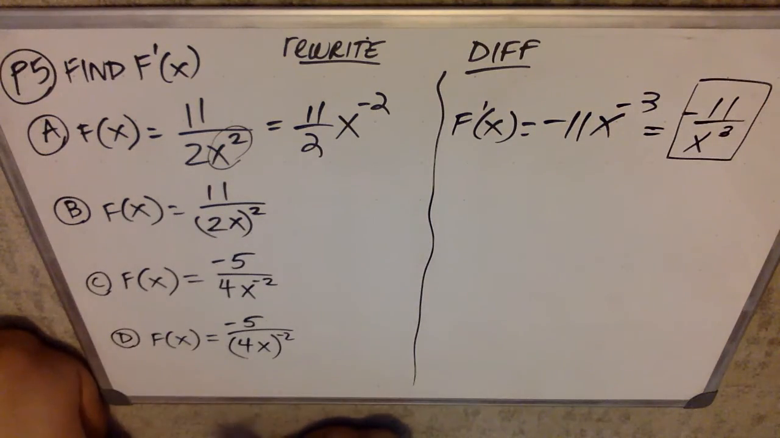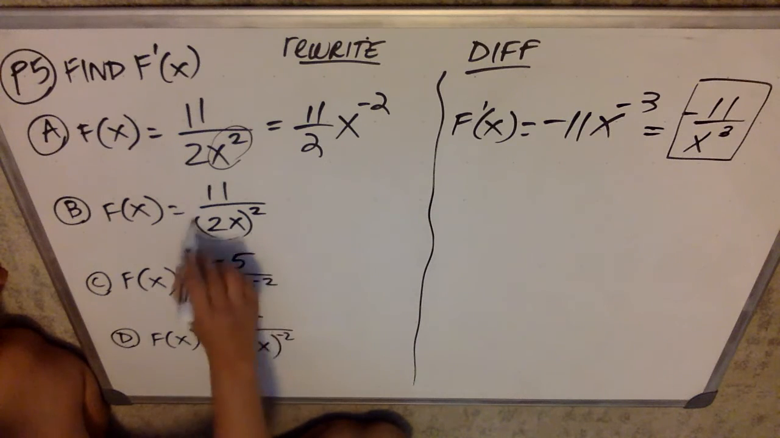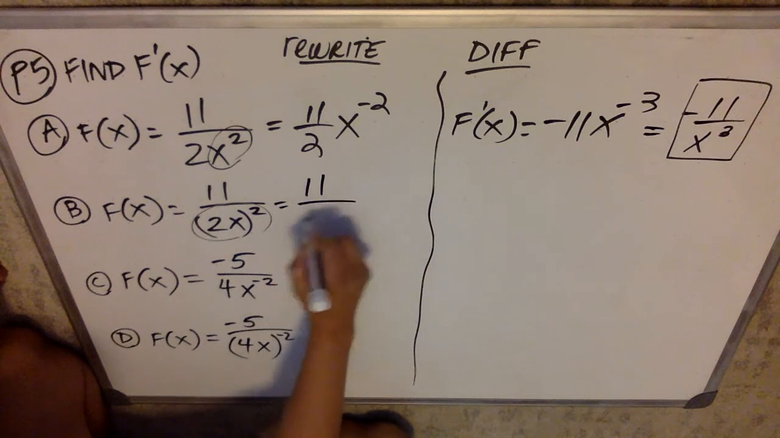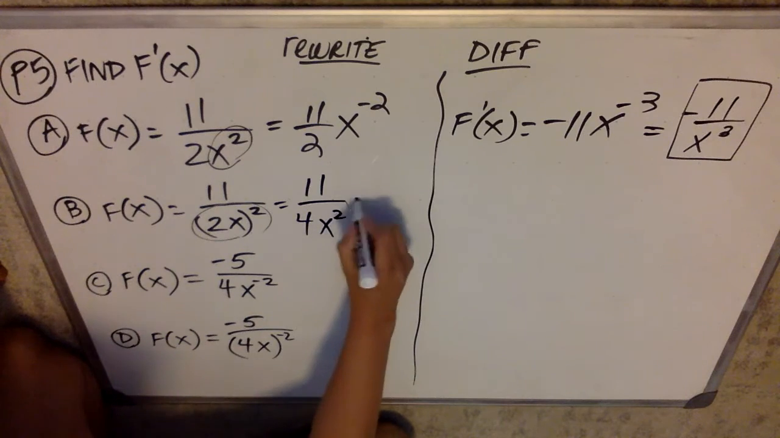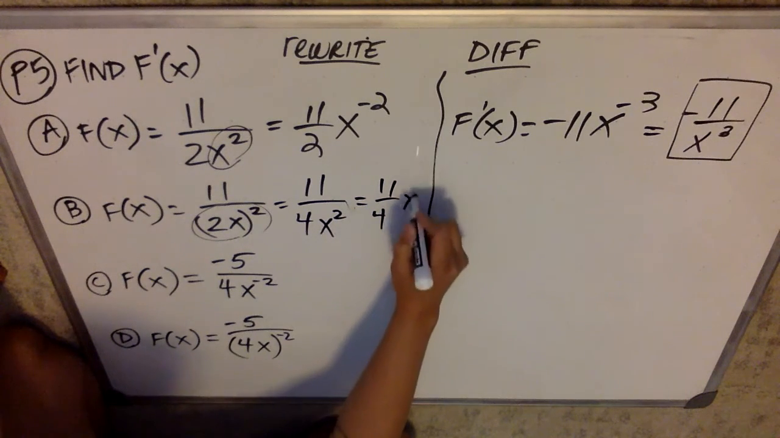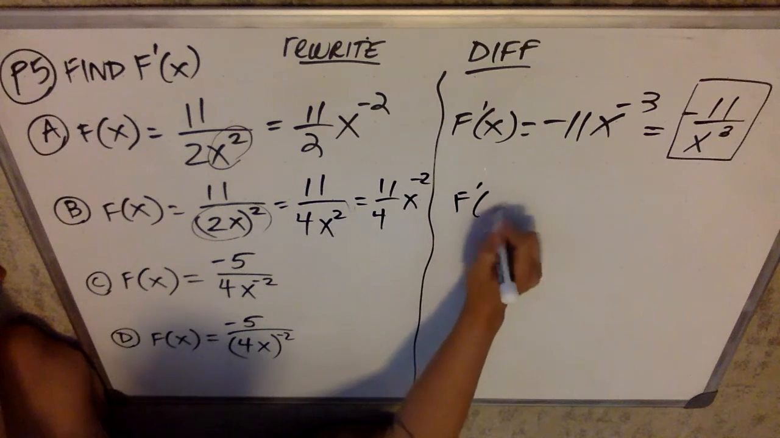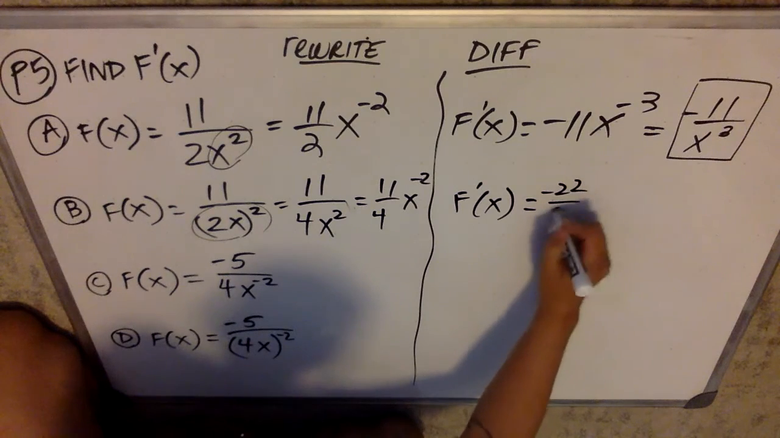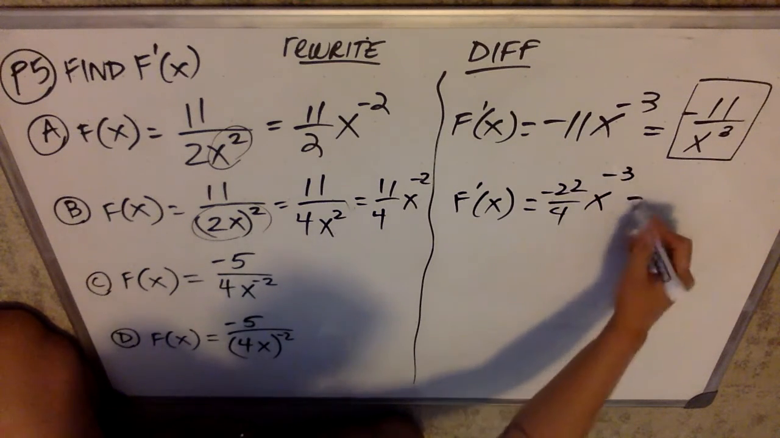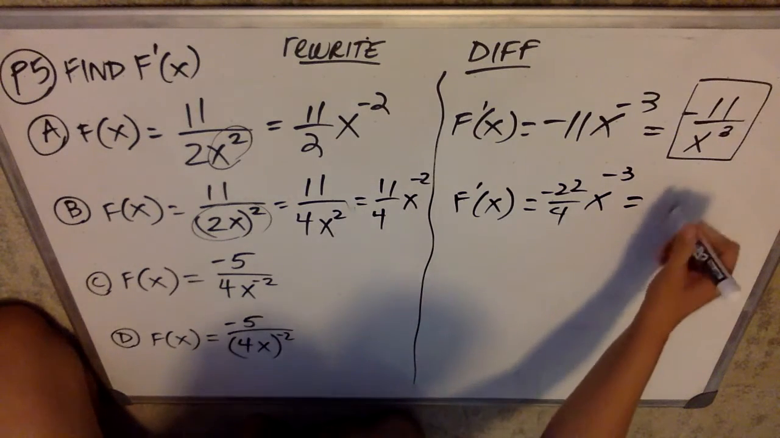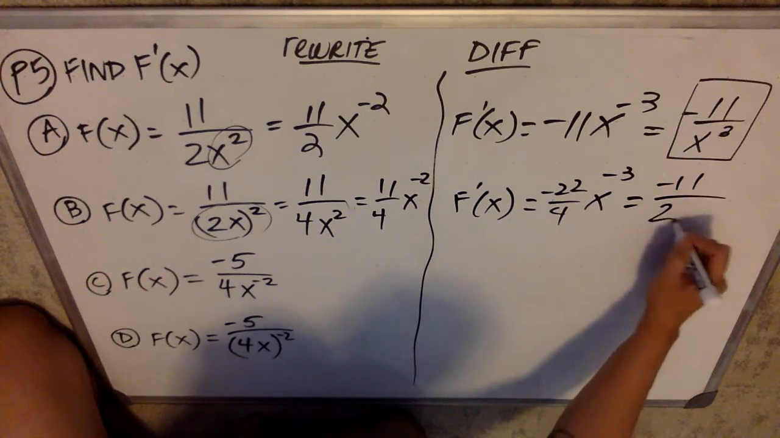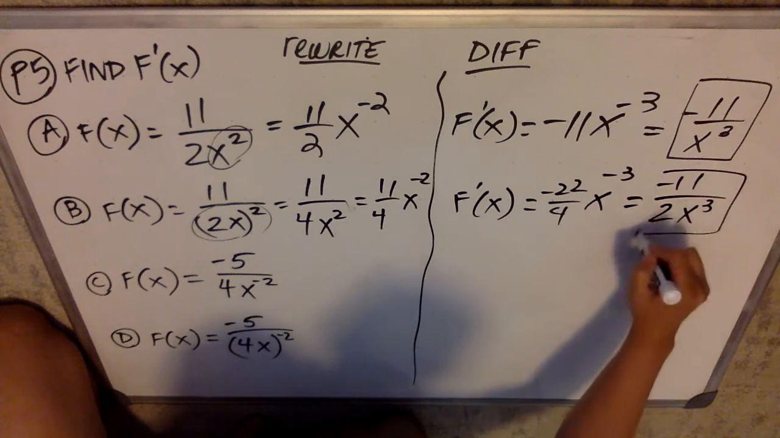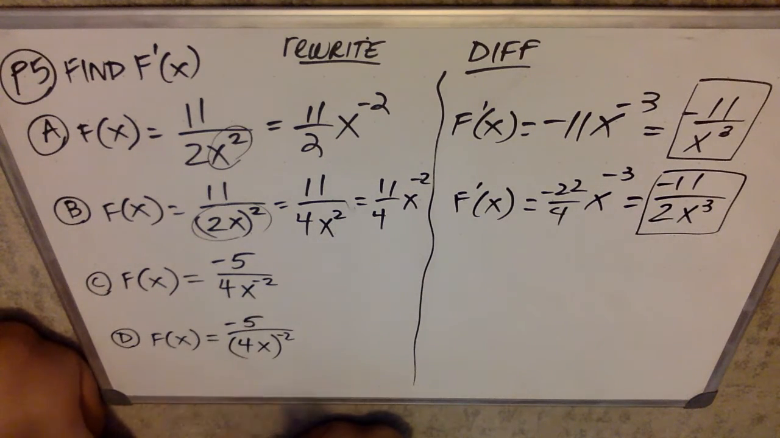Cool. For b, though, the squared is on both of these. So this is actually an 11 over a 4x squared, which means that when I rewrite it, it's an 11 fourths times that x to the negative second. So now my f prime of x is going to be a negative 22 fourths, which I could leave as a negative 22 fourths, if you want, x to the negative third. Or you could simplify and make it a negative 11 halves. It doesn't really matter. So you'll probably see it as a negative 11 over a 2x cubed. That's probably what you would see, but you might see it as a negative 22 over 4 with the x cubed on the bottom.